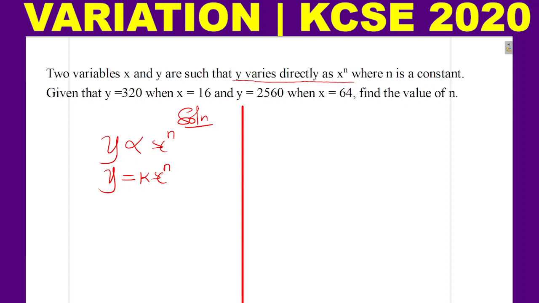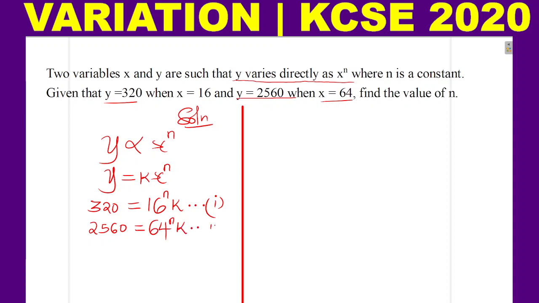Then from there, given that y is equal to 320, just substitute y is equal to 320 when x is equal to 16. So this will be k times 16 raised to power n. That is the first equation. Then when y is equal to 2560, x is 64, so 64 raised to power n, and then we multiply by k. So this is the second equation.